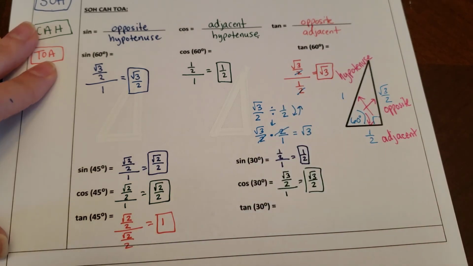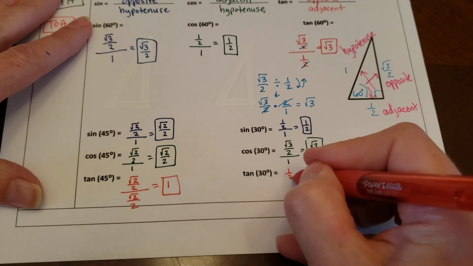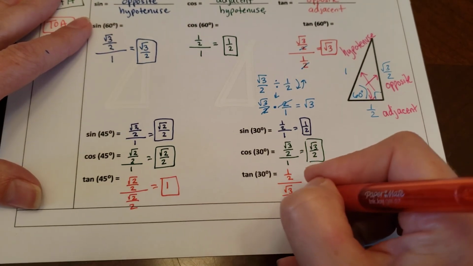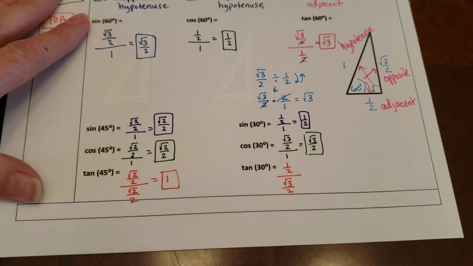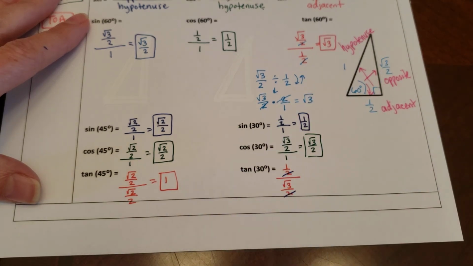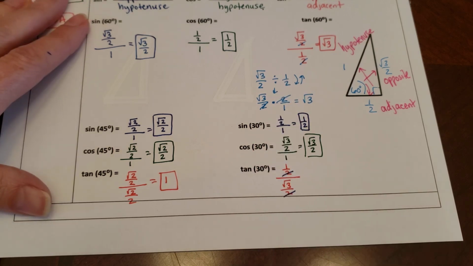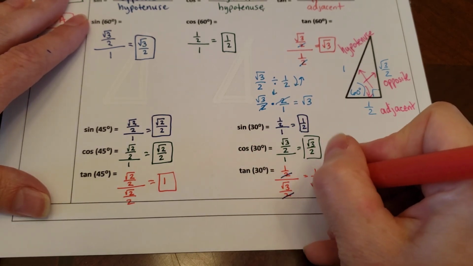Tangent will be opposite, so 1/2 over adjacent, radical 3 over 2. And from the previous example, we know that these 2's in the denominator will end up canceling off if I were to actually show the work again. And again, the work was right here to show why it cross cancels. And I'm left with 1 over radical 3.